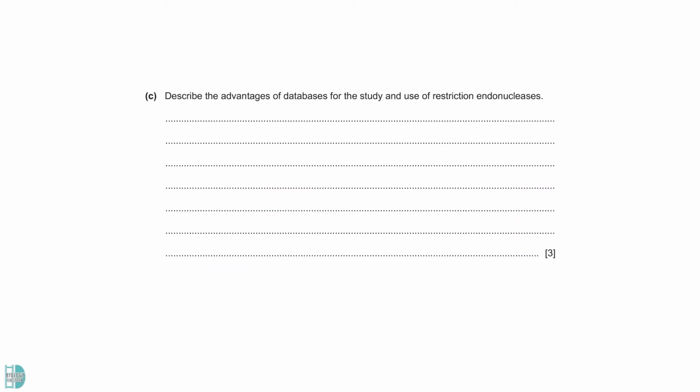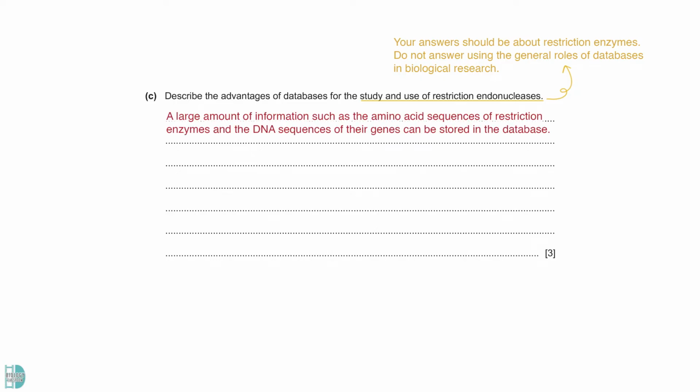C. Describe the advantages of database for the study and use of restriction endonucleases. This question specifically asks about the study and use of restriction enzymes. So, do not answer using the general roles of databases in biological research. A large amount of information, such as the amino acid sequences of restriction enzymes and the DNA sequences of their genes, can be stored in the database. This information can be shared and accessed quickly by people who need it, since it can be stored online.